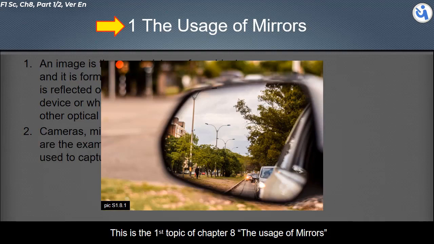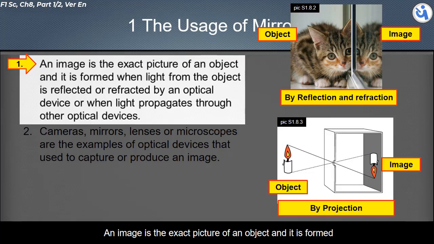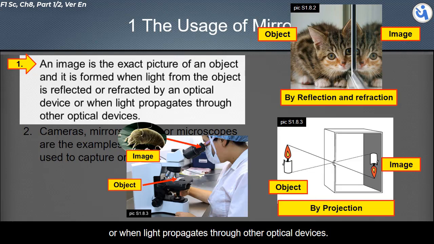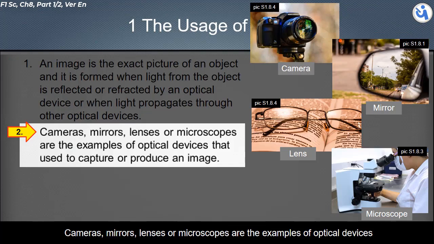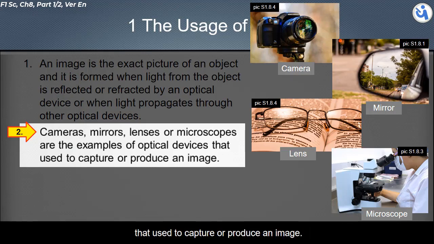This is the first topic of Chapter 8, the usage of mirrors. An image is the exact picture of an object, and it is formed when light from the object is reflected or refracted by an optical device, or when light propagates through other optical devices. Cameras, mirrors, lenses, or microscopes are examples of optical devices that are used to capture or produce an image.